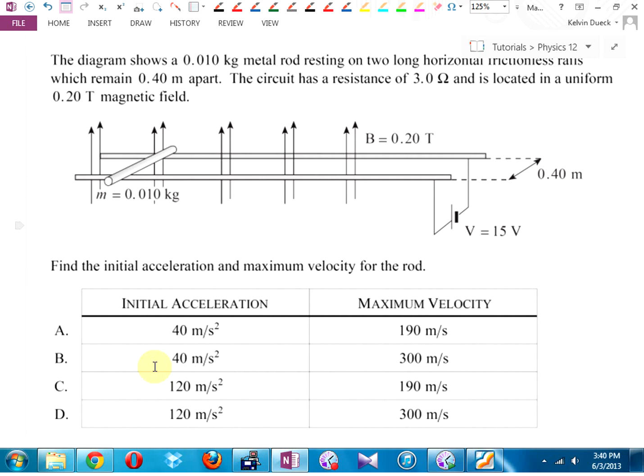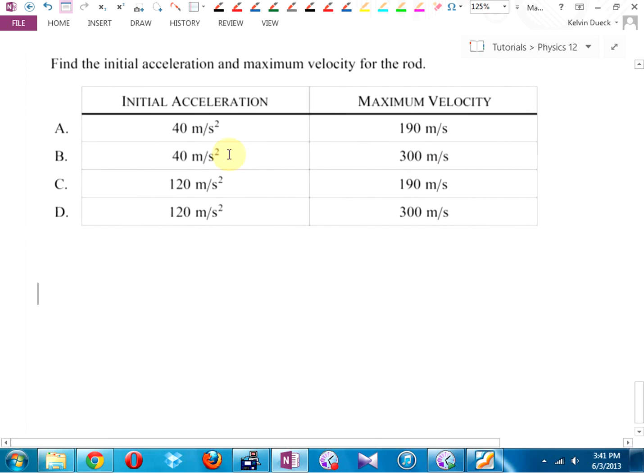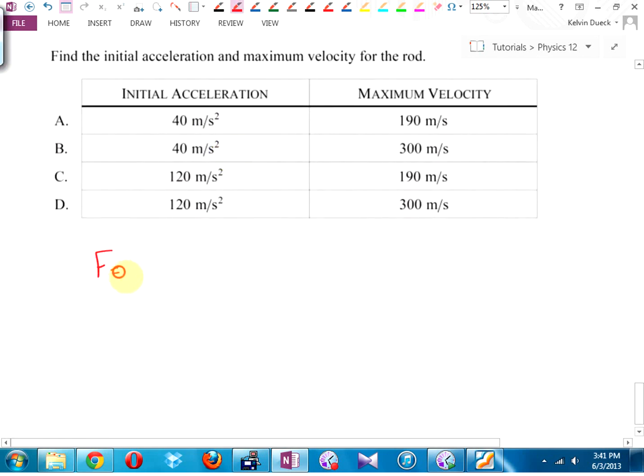It says the diagram below shows a railgun. Find the initial acceleration. What do they want you to find? Must be a force. What's causing the force? Current. And for initial acceleration, I'm going to start out saying I think F equals BIL, and ma equals BIL. Is that okay?